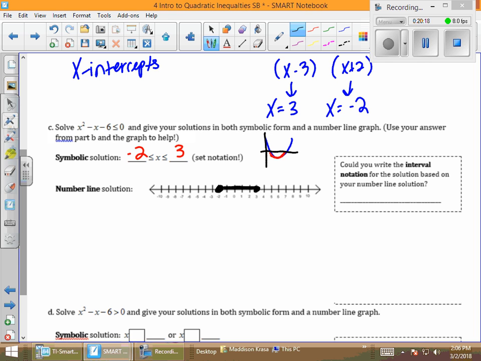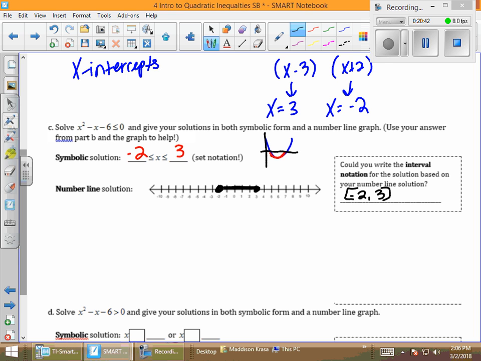Okay, now, do you remember going from inequality notation to interval notation? Remember intervals with your parentheses and your brackets? What does equal to mean? Does that mean parenthesis or bracket? Bracket. So if we want to write interval notation, we would say -2 to 3. Both of them would have brackets on them.